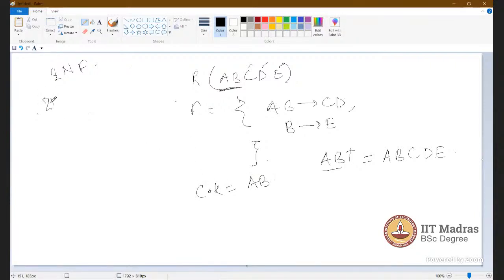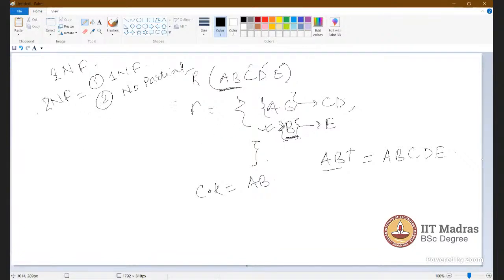So we have to check for the second NF. What is the condition of the second NF? There should not be any partial dependency. First it has to be in first normal form, and the second condition is no partial dependency. What is a partial dependency? Sir, B determines E is a partial dependency, because B is a part of the candidate key, a prime attribute. B is a proper subset of the candidate key, which is not allowed in second NF. So this violates the second normal form.